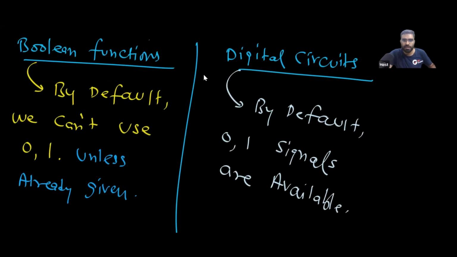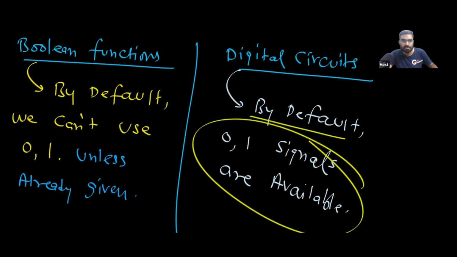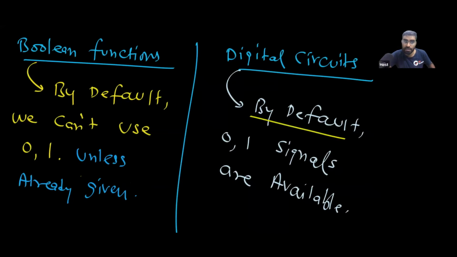But you must ask me one question right now. Sir, what is the standard source of this? Is anyone thinking, sir, you are telling that for Boolean functions we don't have 0, 1 by default, but how can you say that for digital circuits these signals are available by default? Is there any standard source saying this? And the answer is yes.